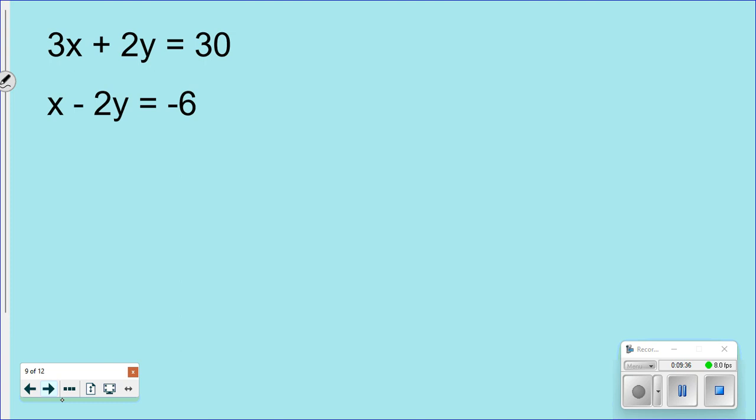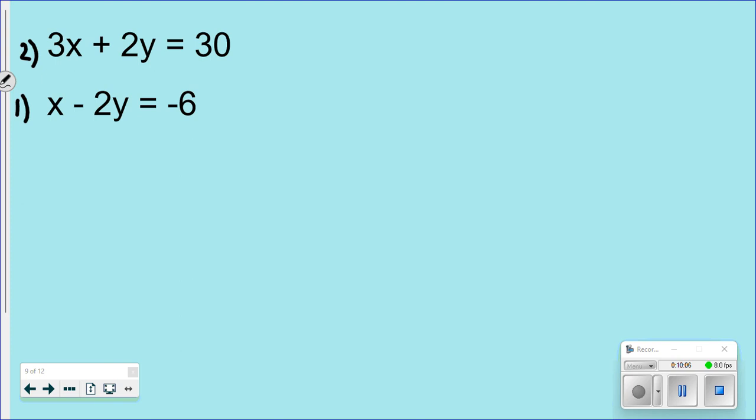Okay, so let's try this one. I have 3x plus 2y equals 30, and then I have x minus 2y equals negative 6. You can decide which one you want to put in y equals mx plus b form. Now, you have to remember, if you have a slope that's a fraction, you have to deal with that fraction. So I'm probably going to switch this one into y equals mx plus b form.